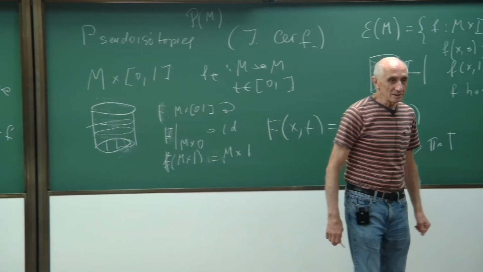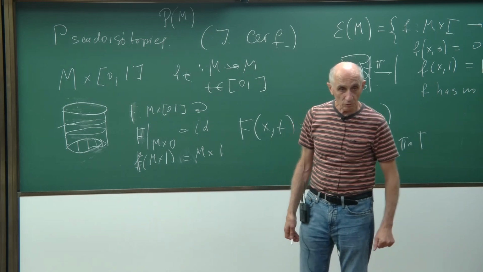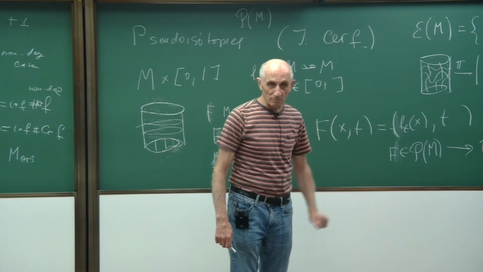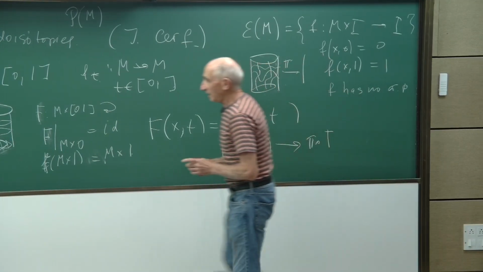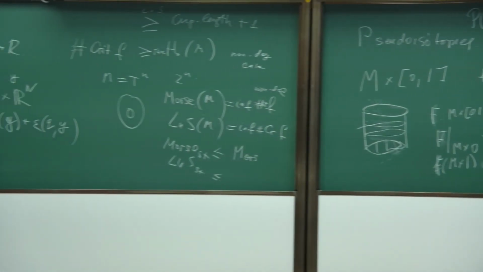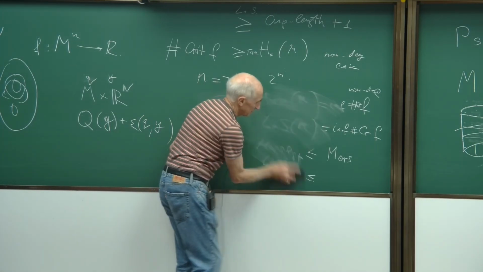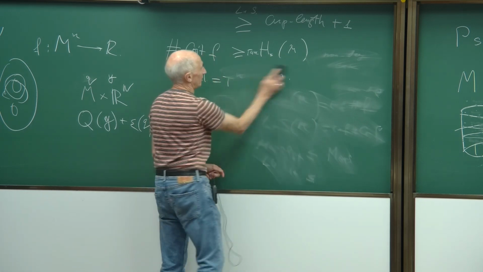Now there exists a definition of stabilization. You can find what is called the stable pseudo-isotopy space. And at first hand, it's completely unclear why this has anything to do with quadratic functions.